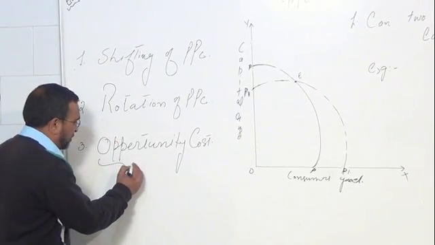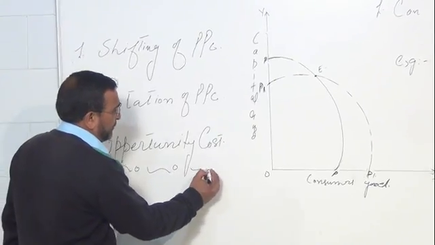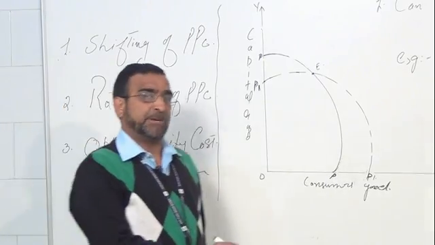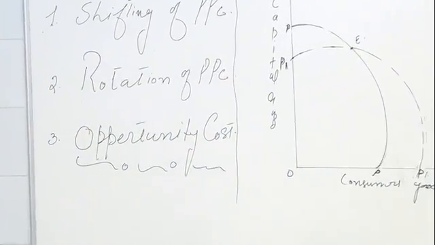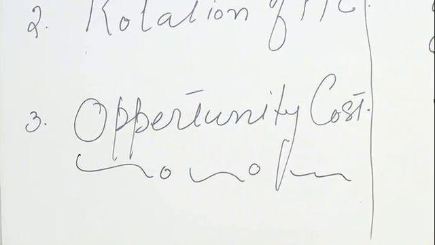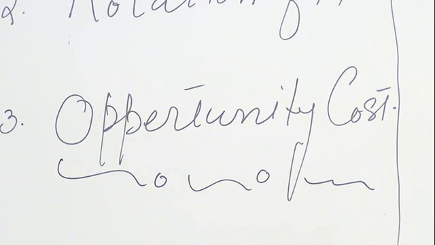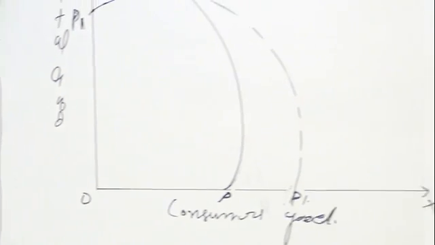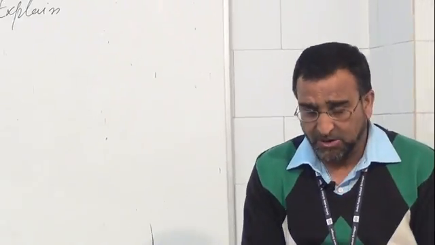Now we have the last concept related to this production possibility curve that we call opportunity cost. Opportunity cost, if I define it, I can define it in one word. I can simply say opportunity cost means opportunity lost. Have you understood now? Opportunity cost means opportunity lost.